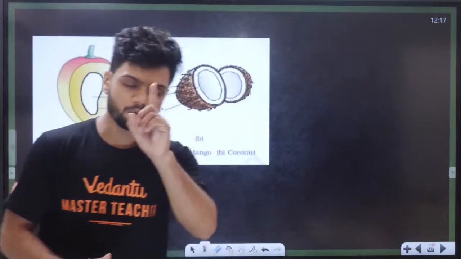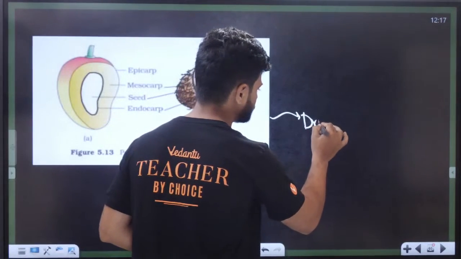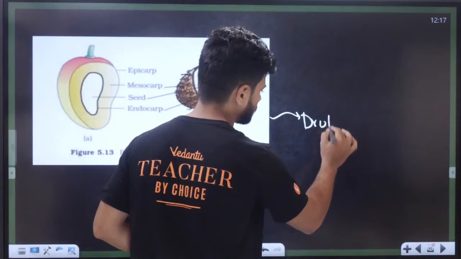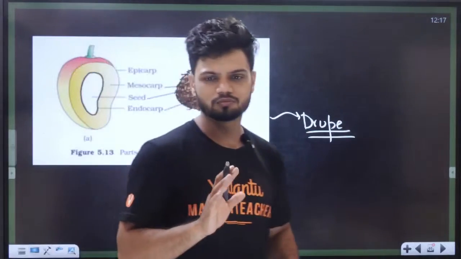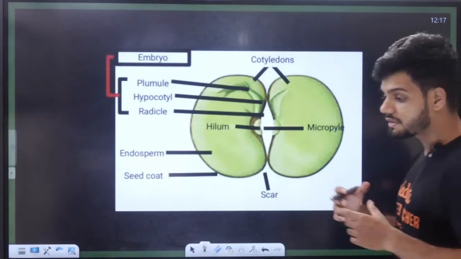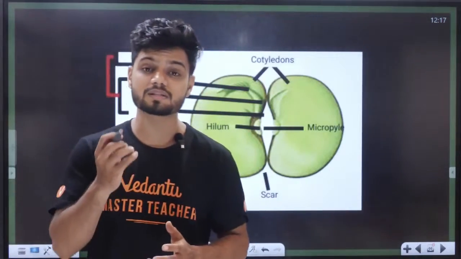The only example of a type of fruit given in your NCERT is drupe. So remember drupe, you are good to go. Okay, this is the drupe. Now, apart from that, they can ask you about the seed also. They can also ask you the structure of the seed. How does a seed look?